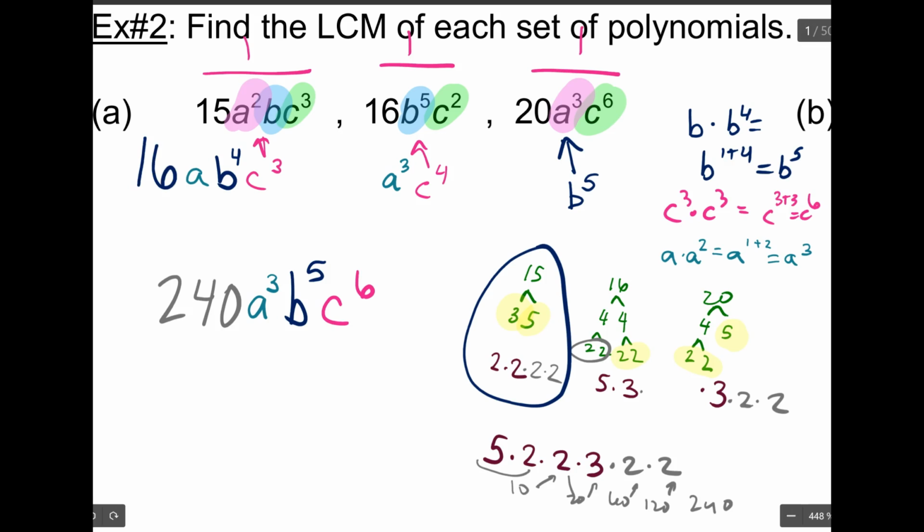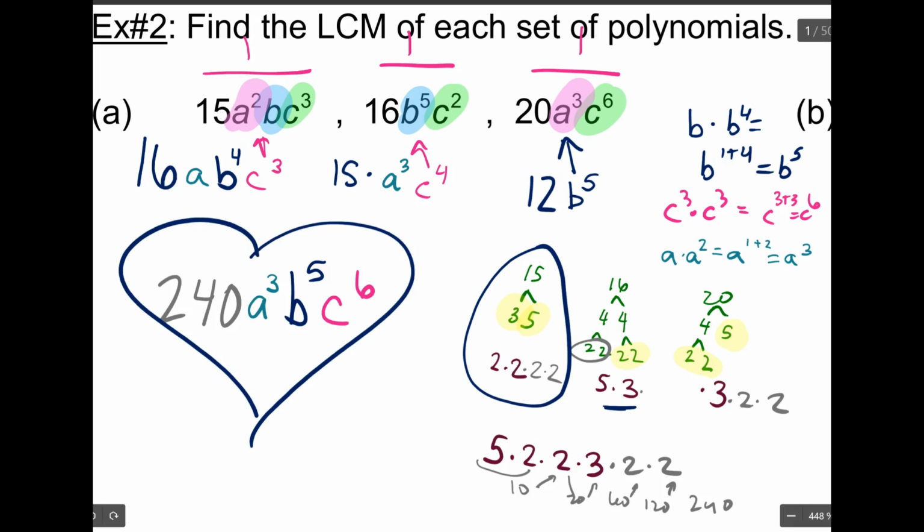What is 5 times 3? Multiply by 15. 3 times 2 is 6, times 2 is 12. Hold on. If I was trying to make a common denominator, this would be like a hell problem, because this is rough. Now you have to multiply the top by this, blah, blah, blah. But we found the least common denominator is 240 times a cubed, b to the 5th, c to the 6th.